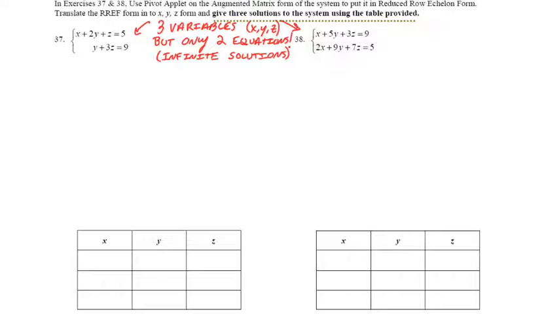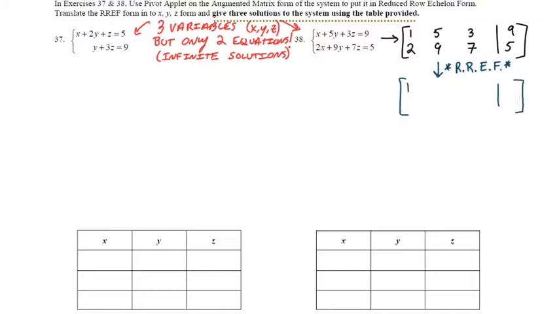So we're going to start off in the same fashion. I'm going to do number 38 here. So I'm going to take this and put it into an augmented matrix. There's my first row, 1, 5, 3, 9. There's my second row, 2, 9, 7, and 5. Again, grab my handy TI-84, and I'm going to run the RREF command, which gives me 1, 0, 8, -56, 0, 1, -1, 13. That's what my calculator printed out from the RREF command.